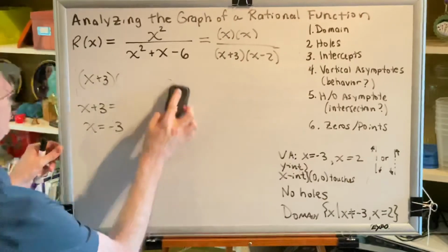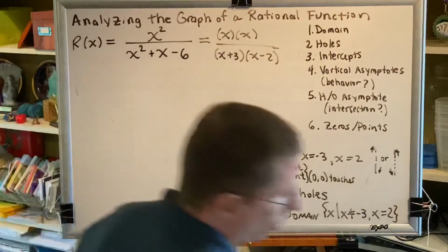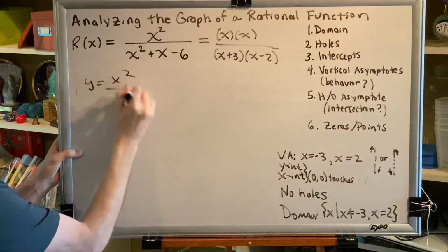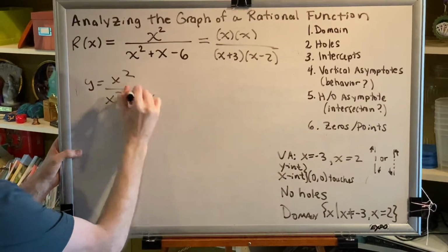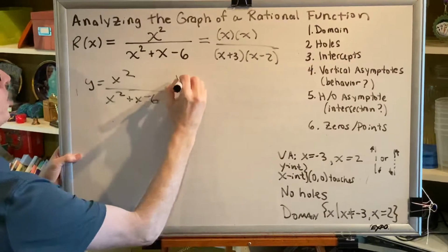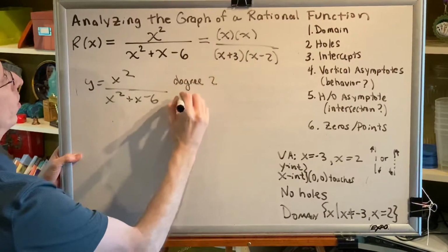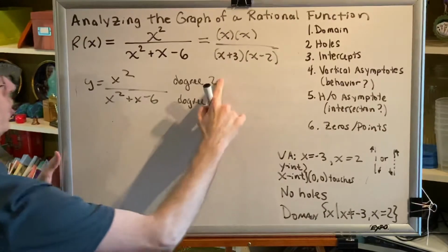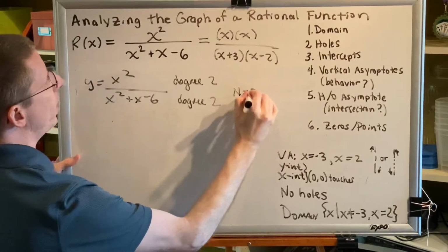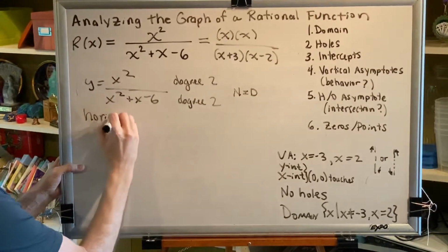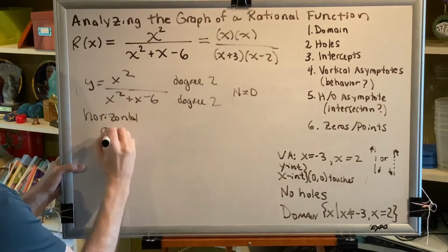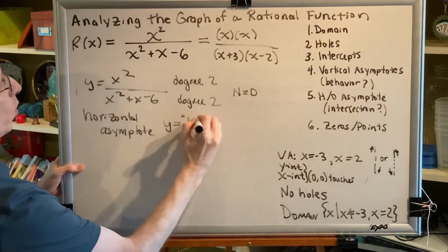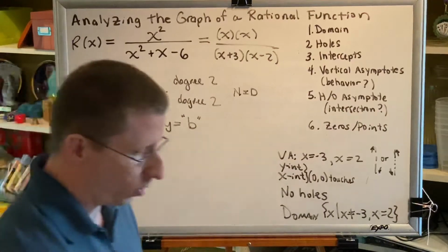Okay, that moves us on to step 5, horizontal or oblique asymptote. So we have our function here, y equals x squared over x squared plus x minus 6. To find the horizontal or oblique asymptote, we start with the degree of the numerator polynomial and the degree of the denominator polynomial. Both of these are degree 2. And because the numerator degree and the denominator degree are equal, this means we're going to have a horizontal asymptote, y equals b, where b is the ratio of the highest degree term coefficients.